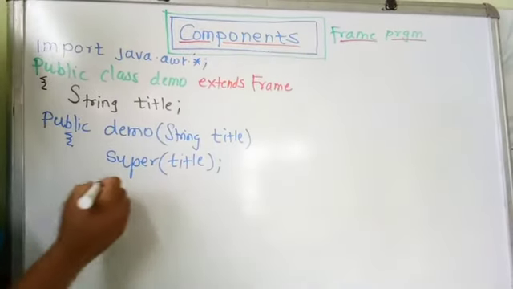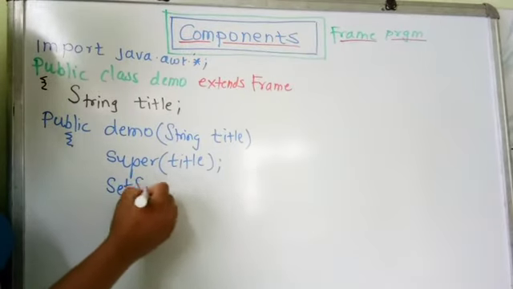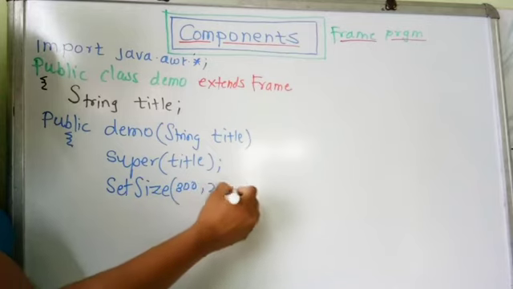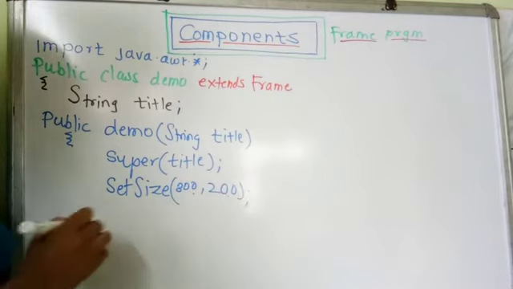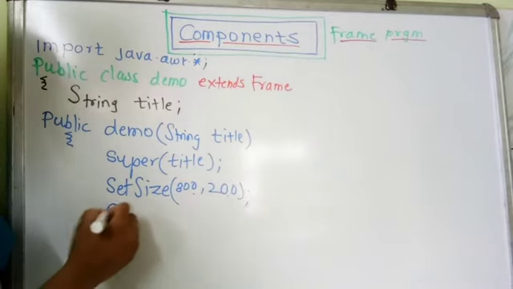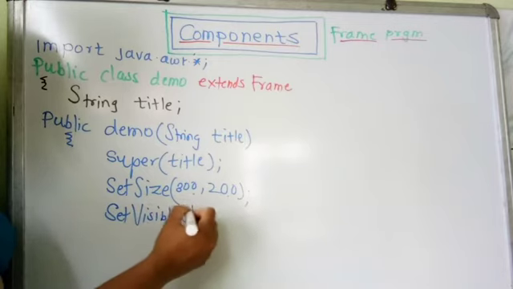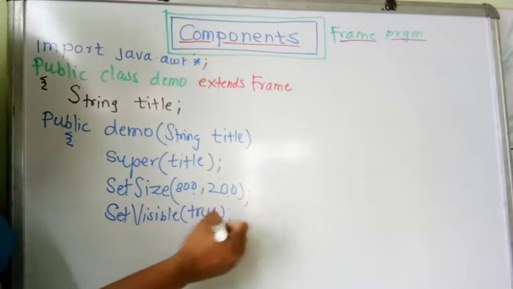Then you have to use the setSize method, and you have to fix some parameters to this, like width and height. Then compulsorily use the setVisible method. Okay, then you have to set it true.